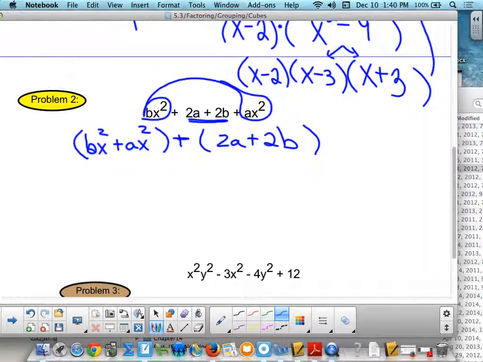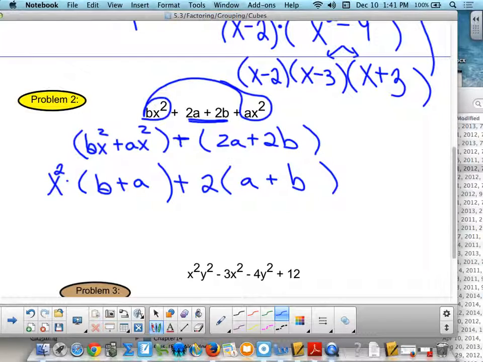Okay? Is anybody doing this differently than me? Is anybody doing first and third and second and fourth? Michaela, your work won't match my work, but your answer better be my answer. Okay? Here we go. Take out the GCF. X squared times b plus a, plus 2 times a plus b. I did that quick. Are you okay? Yes.